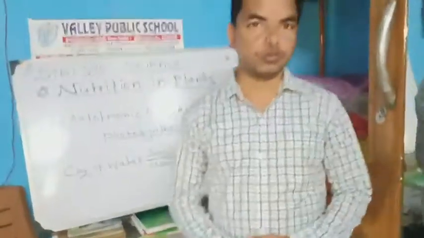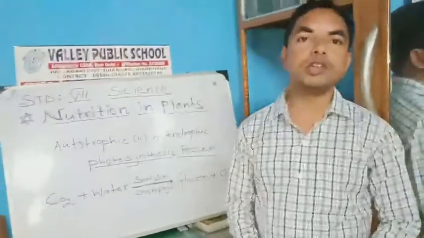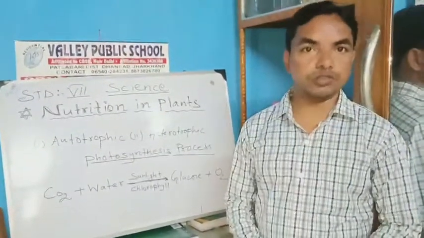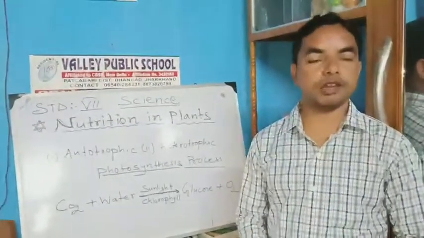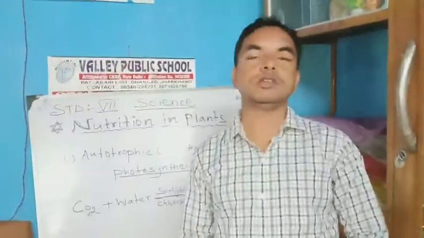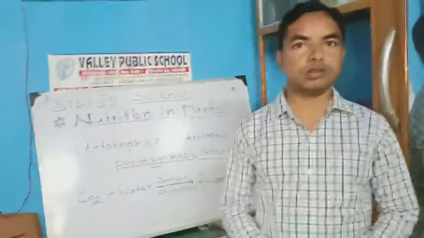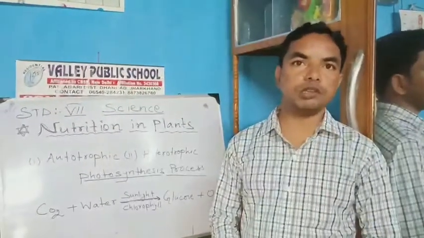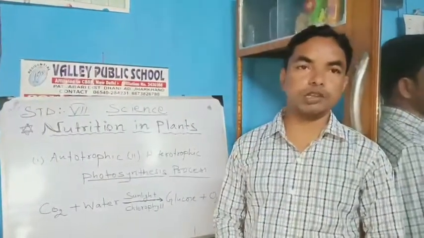And then chlorophyll. What is chlorophyll? The green pigment is called chlorophyll. This chlorophyll traps the energy from sunlight, and it is a very important substance of the plants. Chlorophyll is present in the green leaves.